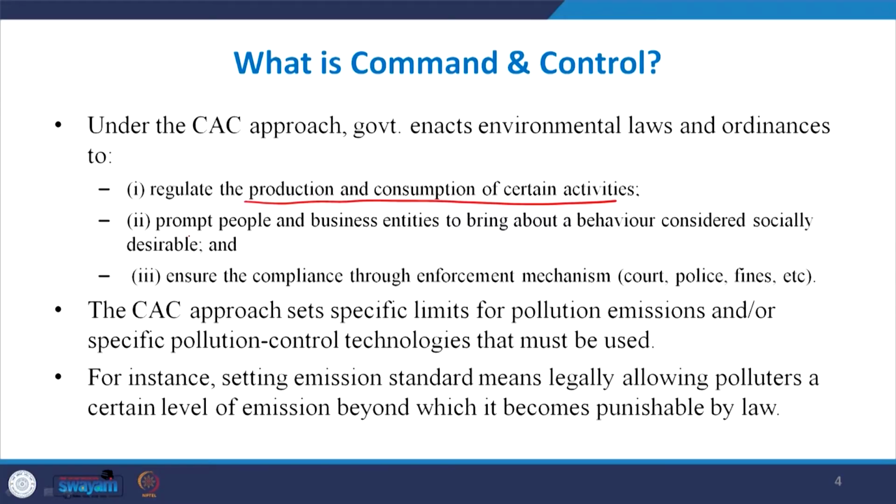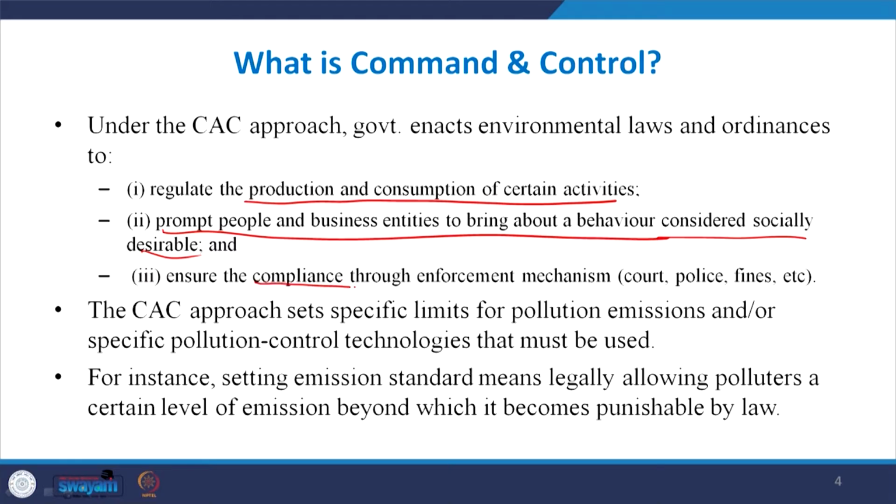And second, to promote people and business entities to bring about a behavior considered socially desirable. Through these regulations the government tries to mold the behavior of the polluters, so that the polluters may take socially desirable actions. Socially desirable actions means that if the companies are generating pollution, then before releasing the pollution into the atmosphere, the company must treat that pollution before releasing it into the environmental system. Third, to ensure the compliance through enforcement mechanism.